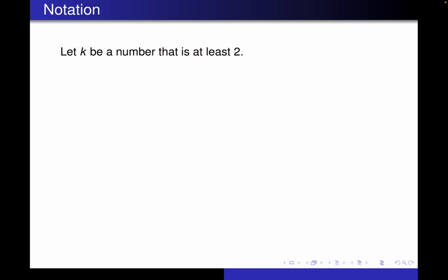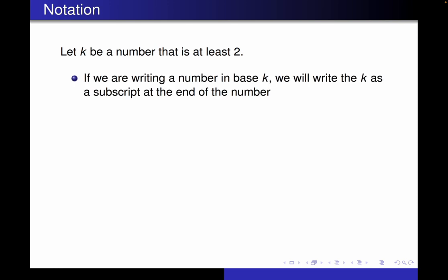So in general, if we let k be a number that is at least 2, and we want to talk about what happens when we count in base k, when we are writing a number in base k, we go through the exact same process as we did before. But I want to talk a little bit about the notation that we use when we actually write these numbers. So if we are writing a number in base k, we will generally write the k as a subscript at the end of a number.